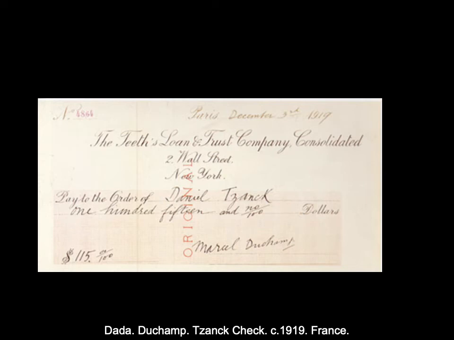Anyhow, to Duchamp's surprise, Daniel Zank accepted the check. By the way, his heirs eventually sold this to a museum for $250,000. So there you go.